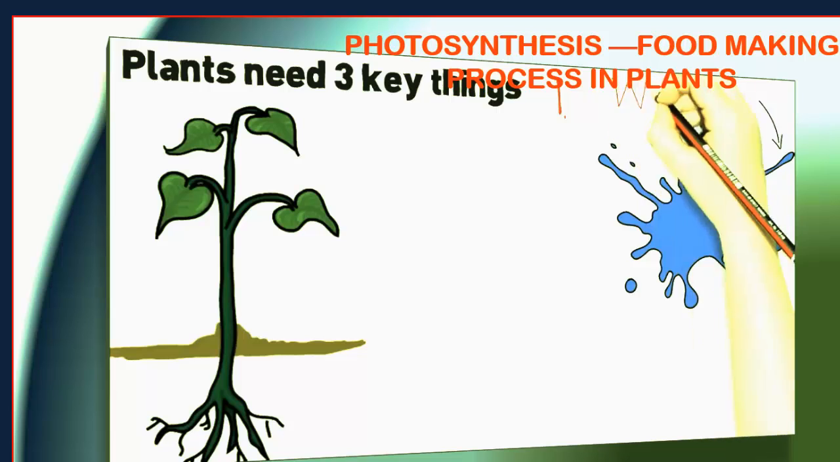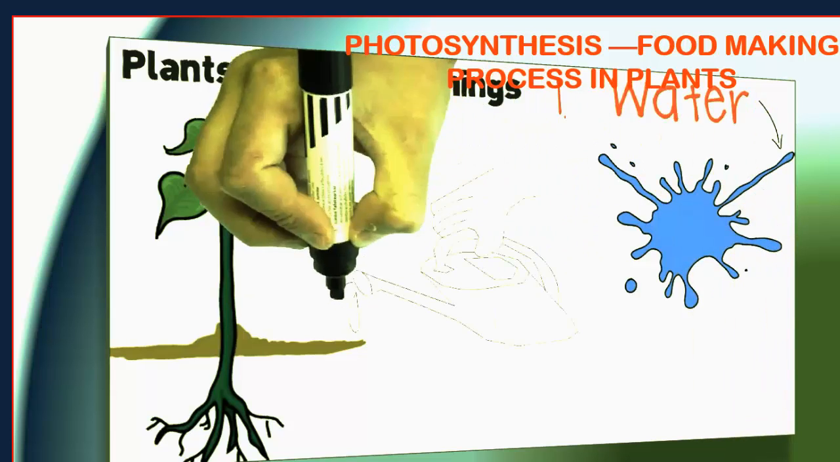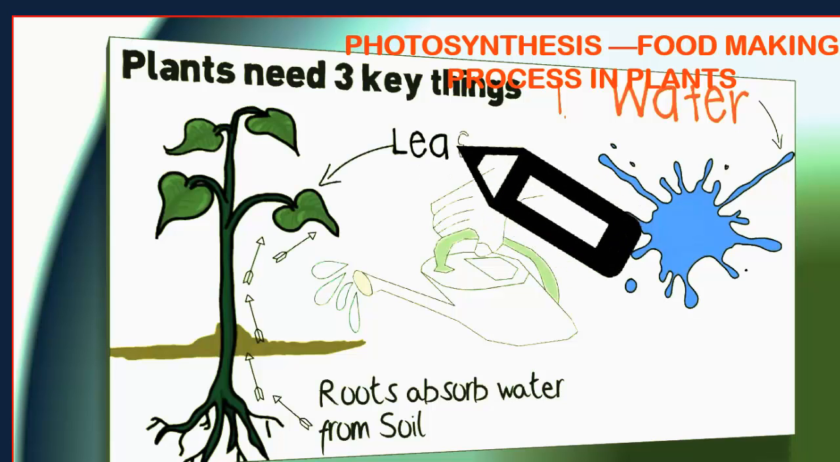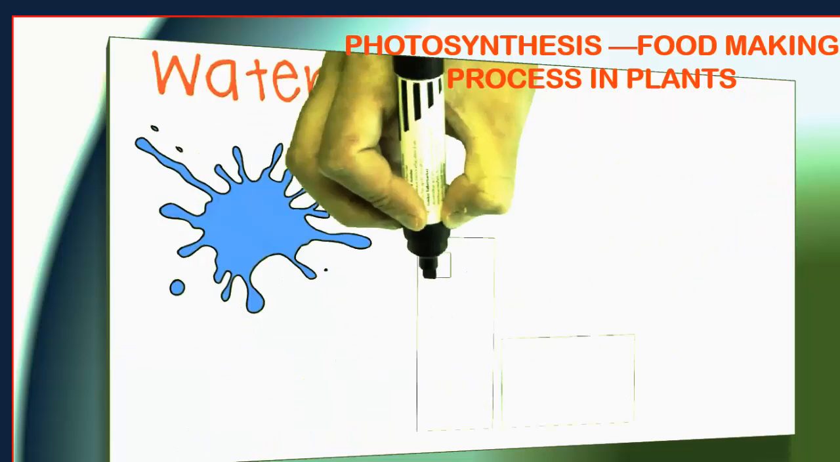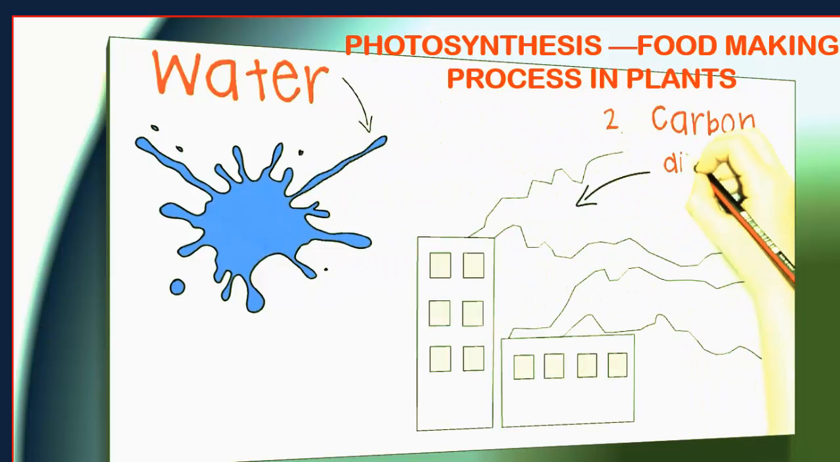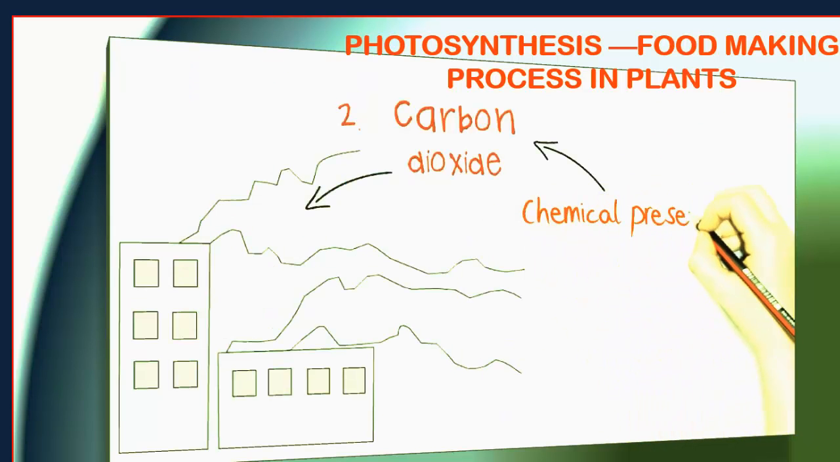Plants need three things to make food. The first, you guessed it, is water. When you water a plant, its roots absorb water from the soil. The water is then passed on to the stem, which in turn passes it on to the leaves of the plant. The second thing plants need to make their food is carbon dioxide.